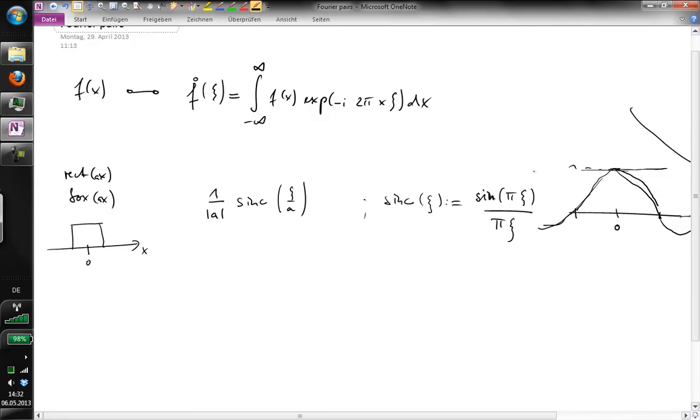And this is important for interpolation because it works both ways. So if I want to low pass filter by multiplying with a box in the reciprocal domain, this corresponds to convolving with the sinc in the spatial domain.